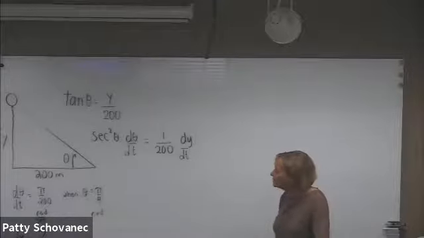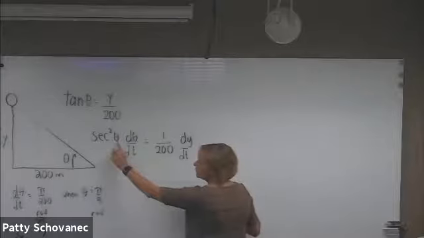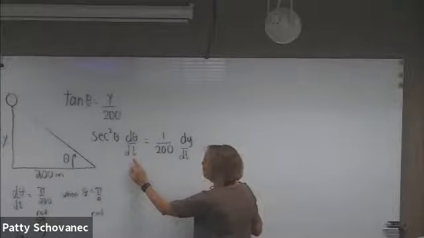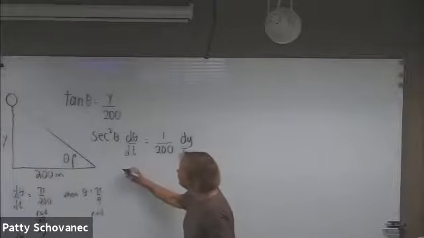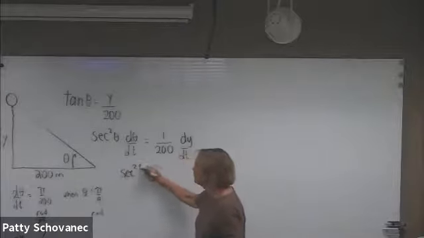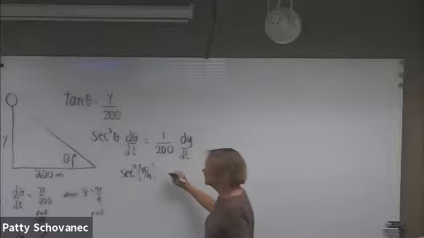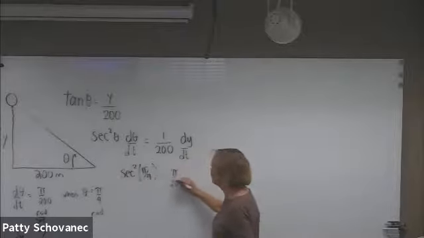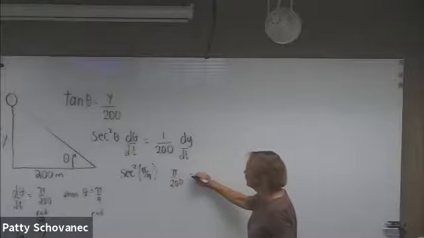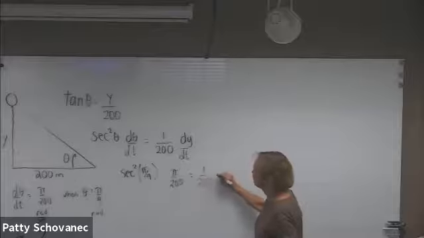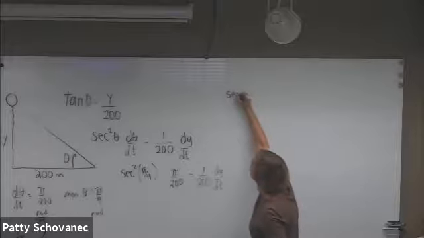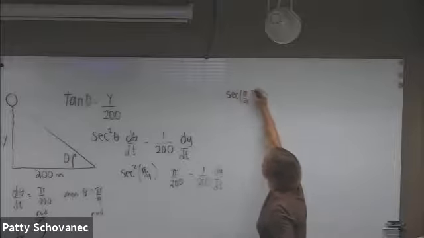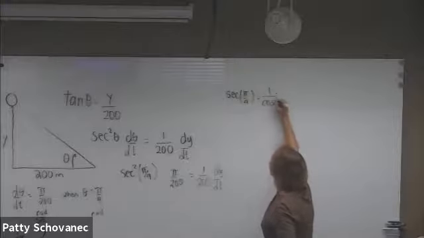Now let's put our numbers in. Theta is pi over 4. D theta dt is pi over 200. Dy dt is what we're looking for. So we've got numbers for everything. Let's put them all in. I need to know the secant squared of pi over 4. Then take that number and multiply it by pi over 200. And then solve this equation for dy dt. So, what is the secant of pi over 4? Or do you know the cosine of pi over 4?